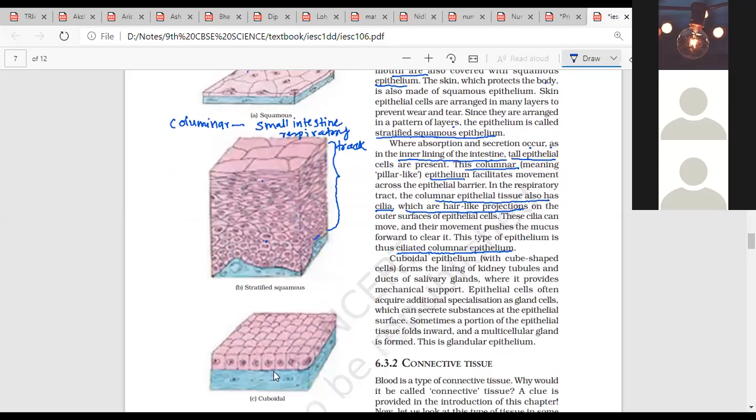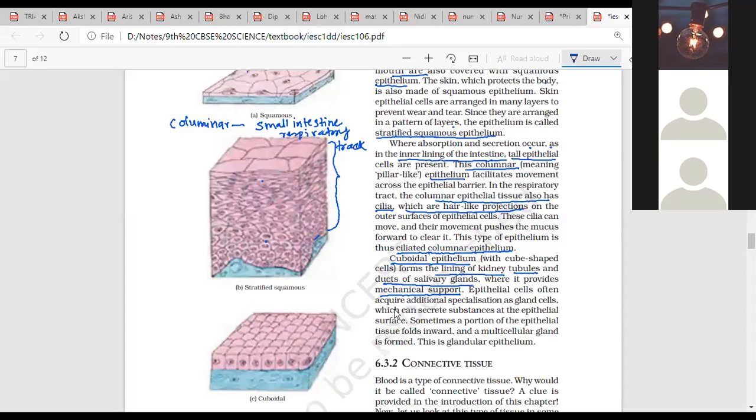Then cuboidal. These are cuboidal epithelium, with cube-shaped cells. It forms a lining of kidney tubules and ducts of salivary glands, where it provides mechanical support.